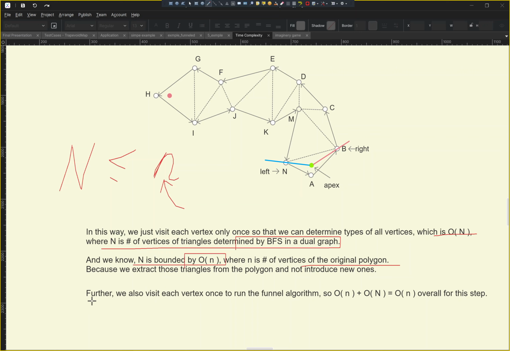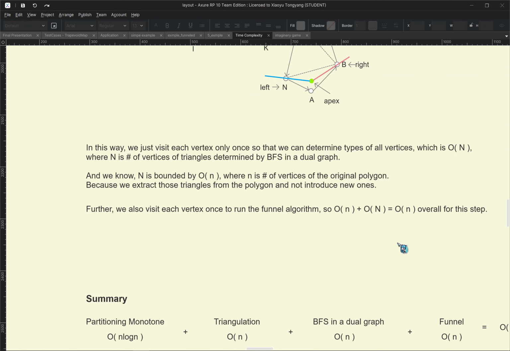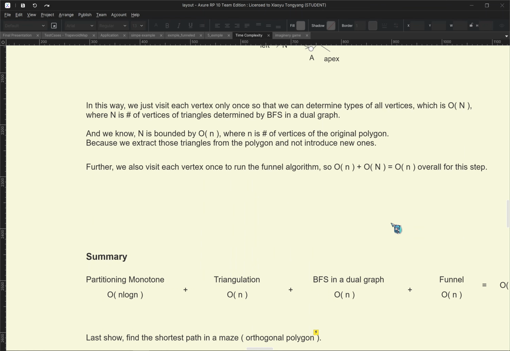And with this information, we can step a little further. We visit each vertex once to run the final algorithm, to compute the shortest path or update our funnel. So the overall time complexity for the final algorithm is big O n plus big O capital N, which equals big O n overall for this step. At this point, we have proved the time complexity for the final algorithm.